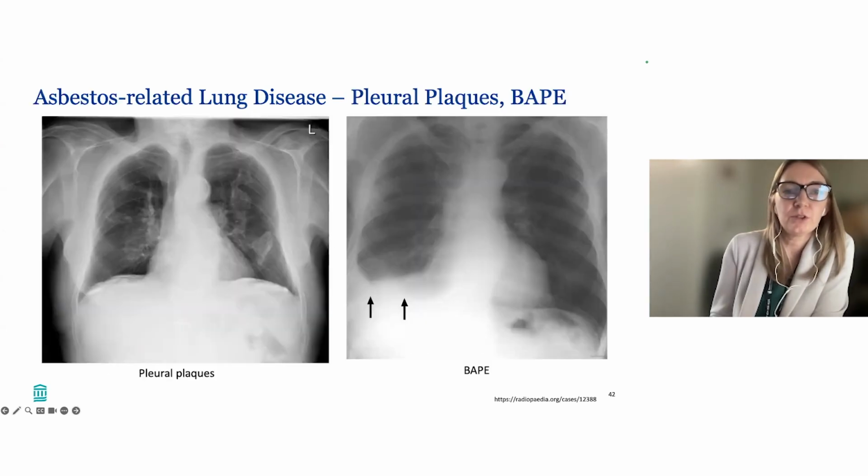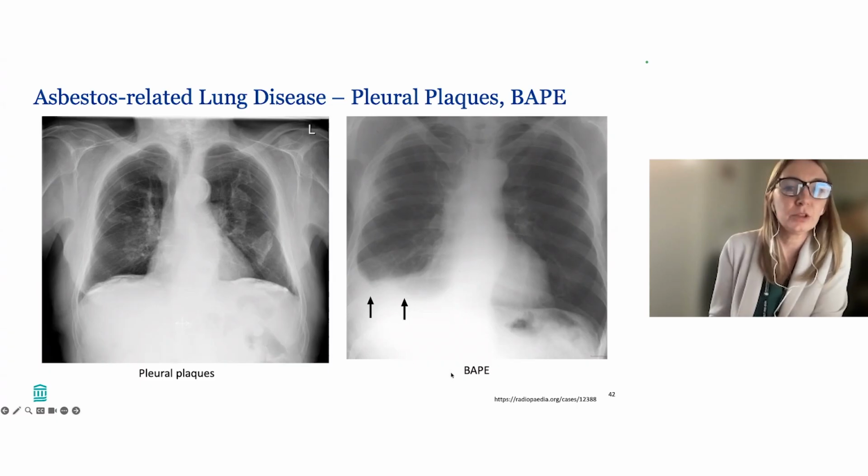Here's a chest x-ray of two people with asbestos exposure. On the left, we have pleural plaques. And again, you can see these calcified areas along the diaphragm are pleural plaques. And anytime you see just very irregular shaped things in the chest, you want to think about pleural plaques because pleural plaques show up as irregular kind of objects along the pleura in these patients. BAPE, benign asbestos pleural effusion, is really difficult on imaging to differentiate from any other pleural effusion, and the key is going to be in the history.